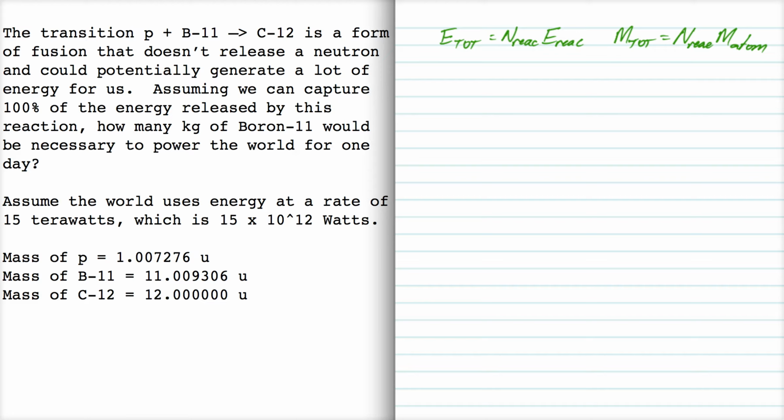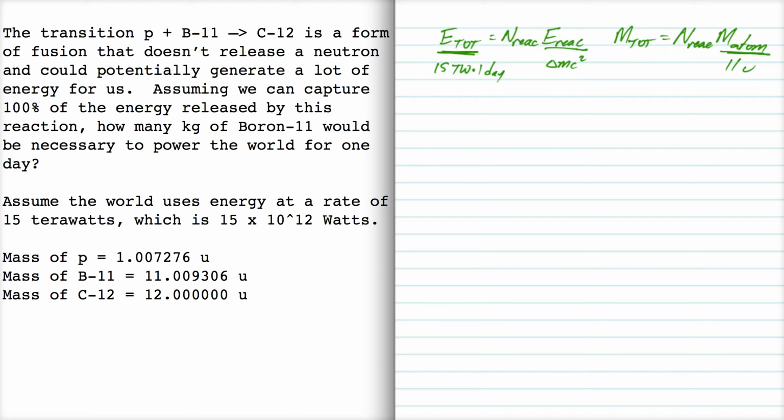Now we have the total energy here. We can get that from the fact that the world uses energy at a rate of 15 terawatts for 1 day, so we're going to multiply that power times 1 day. We're going to find the energy of the reaction by using delta m c squared. We're going to find the total mass because we know the mass of the atom is boron 11, 11 AMU.